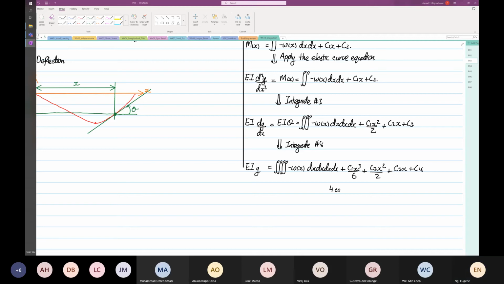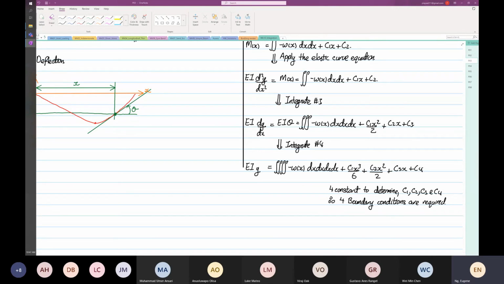Now we have four constants to determine, which are our C1, C2, C3, and C4. So therefore, we usually need four boundary conditions. Okay, so four boundary conditions are required for four constants to be determined.